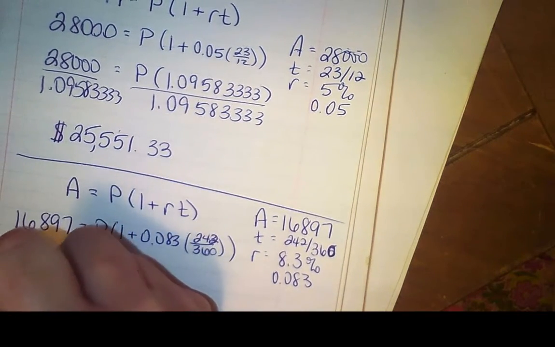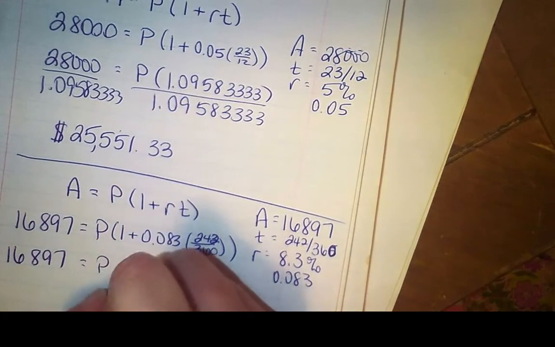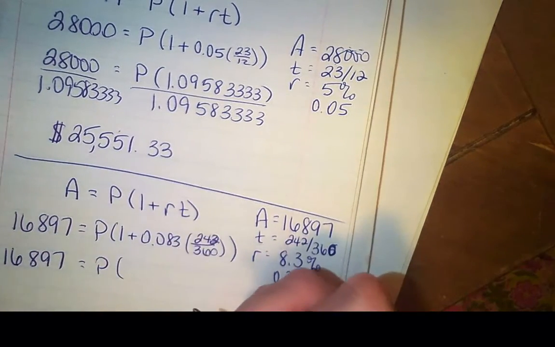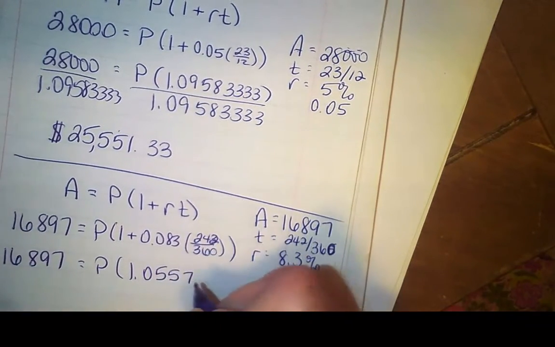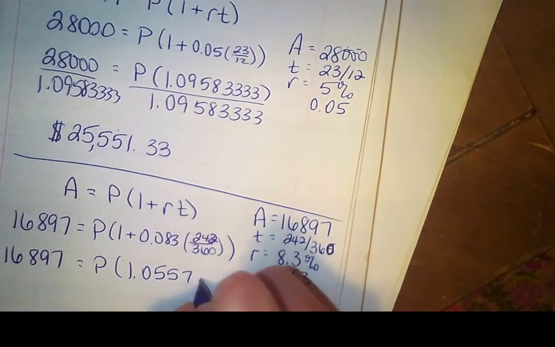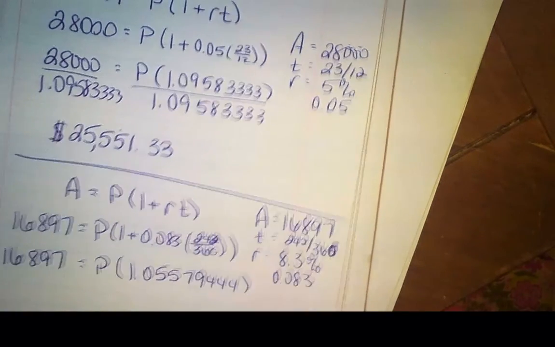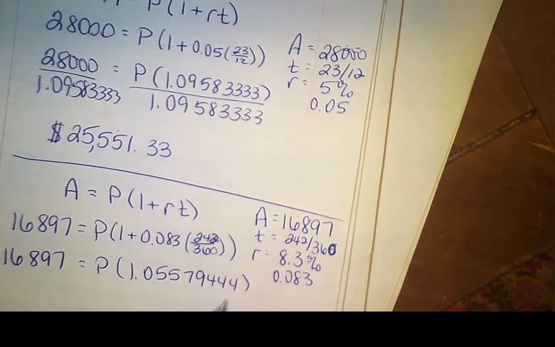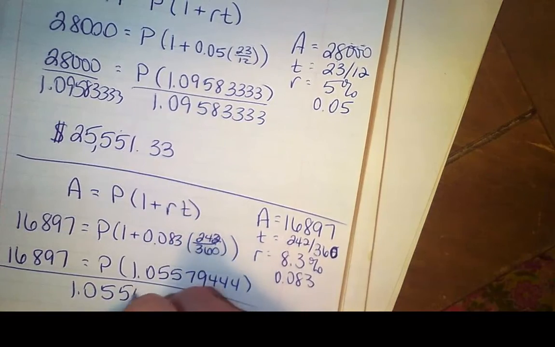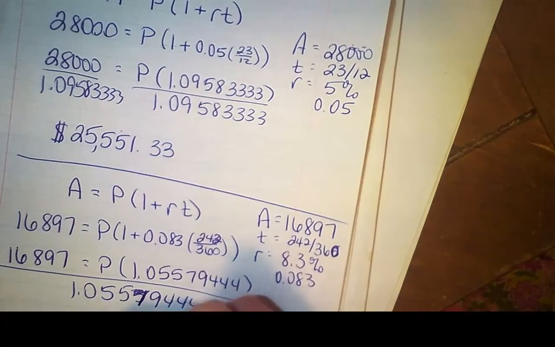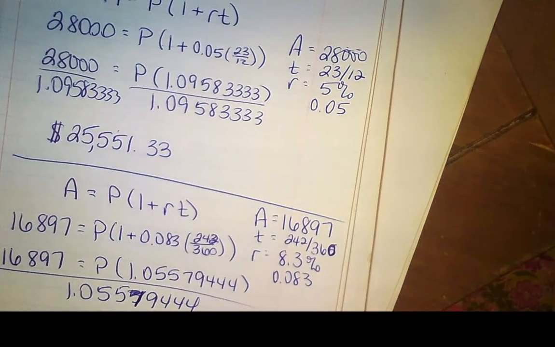So 16,897 equals P times 1.05579444. So I'm going to divide both sides by that amount, 1.0557944, and that's going to give me 16,004.